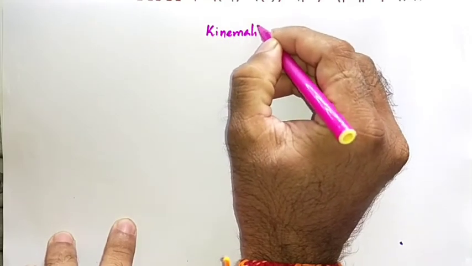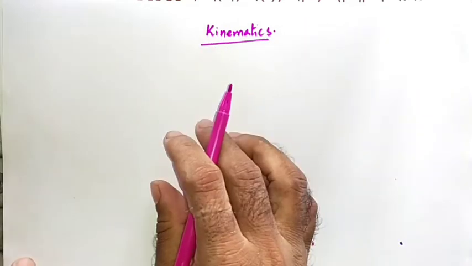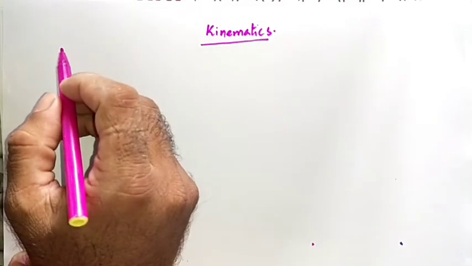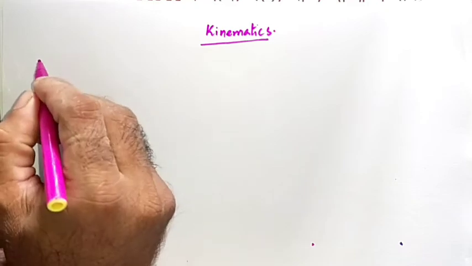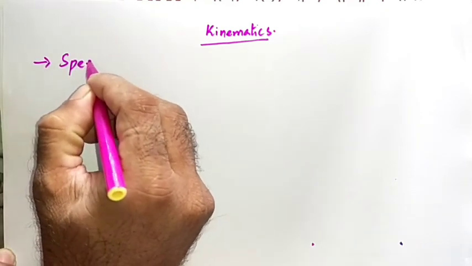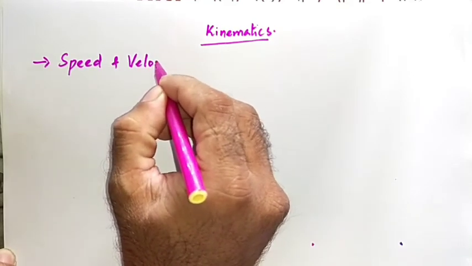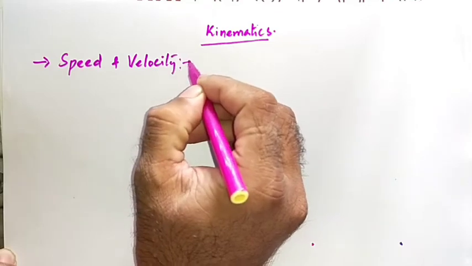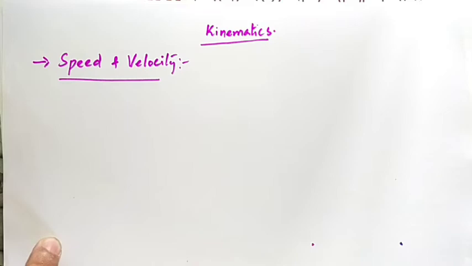Our lesson is kinematics. Do you remember? In our previous sessions we discussed rest and motion, and distance and displacement. Today we are going to discuss two more terms: speed and velocity. These two terms we are going to discuss today. Are you ready? Come on.